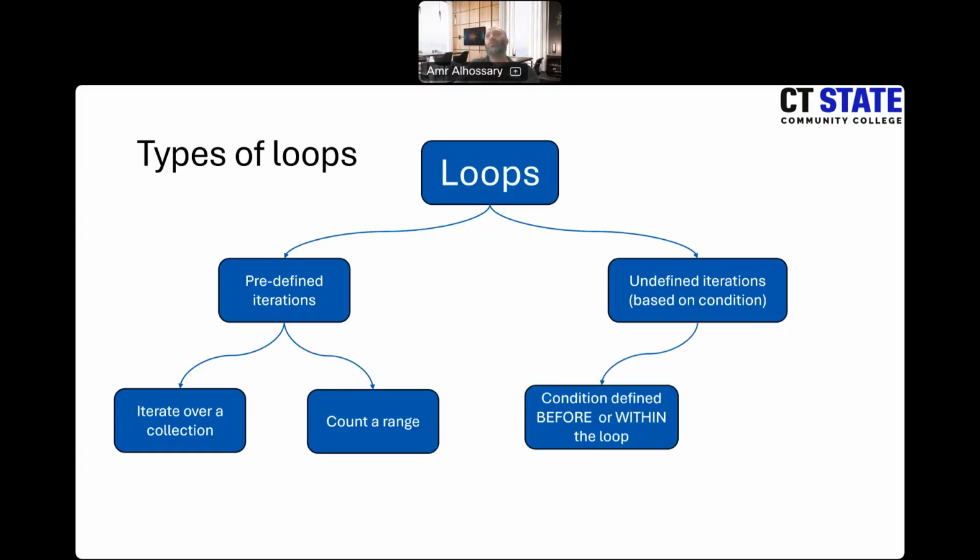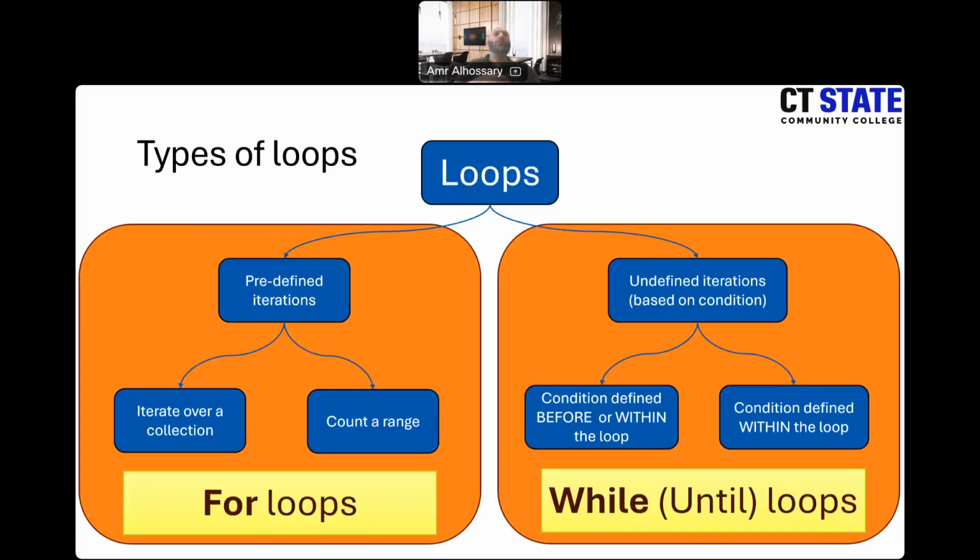Those which are based on conditions, the condition is either defined before or within the loop, or only within the loop. Collectively, the first types are called for loops and those types are called while or until loops. Until is actually while not. So for loops are predefined or definite, and while loops are undefined or indefinite. Out of these four categories, Python doesn't have the case where a loop condition is defined only within the loop. It's called do while and present in other languages, but not in Python. Okay, today we're talking about for loops.